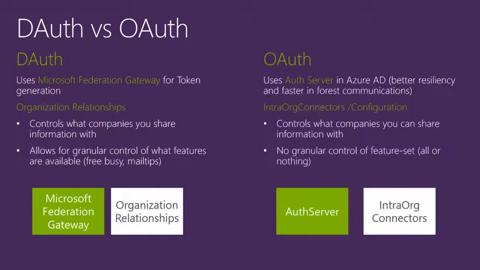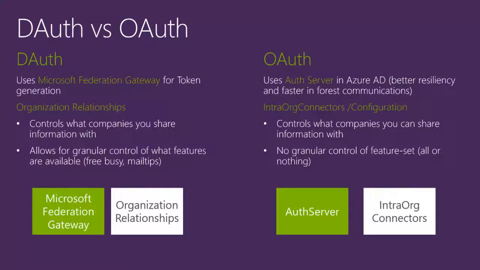What it does is it uses the organization relationships to establish which organization you allow to get your free/busy information, or that can actually query your free/busy information, and you can be quite granular with what you share with that organization. OAuth, on the other hand, doesn't use the Federation Gateway. It leverages Azure. It leverages the Auth server in Azure. It doesn't use the organization relationships anymore. It uses the IOC, the intra-organization connector. And right now, it doesn't allow you to be granular. I have no idea whether or not Microsoft will make it granular, but I think they will. I mean, it would be the logical choice.